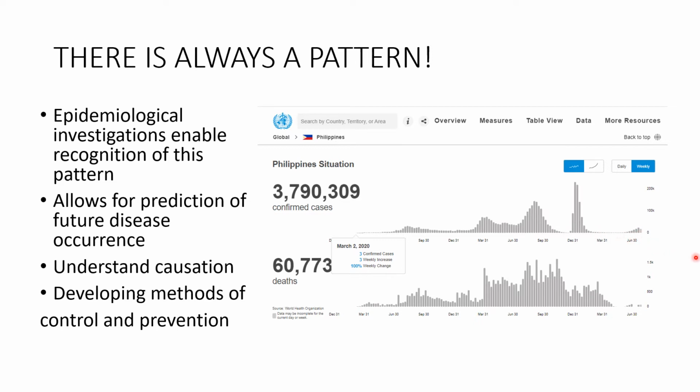So basically, my point here is that we can actually track the occurrence of the disease and see what is happening if we are able to recognize the pattern. And at the same time, we are able to develop control and prevention efforts if we are able to, again, recognize and pay attention to the pattern of disease.